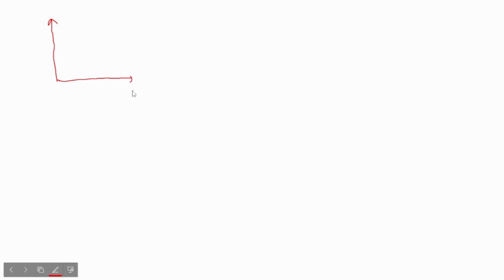Except current is plotted here. It will be this. The angle is theta, and theta is going to give you the resistance, with V upon I. This will be for an ohmic circuit, right?